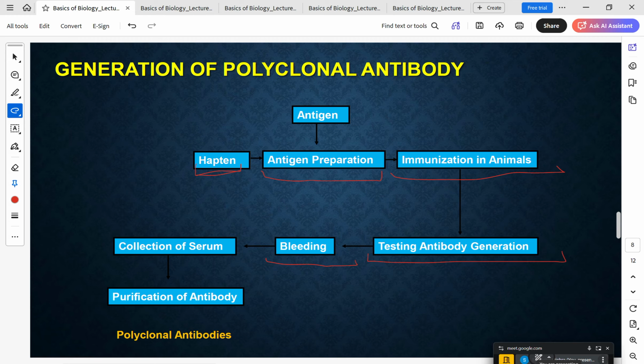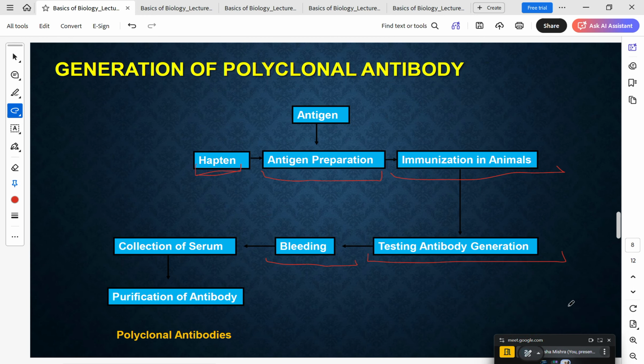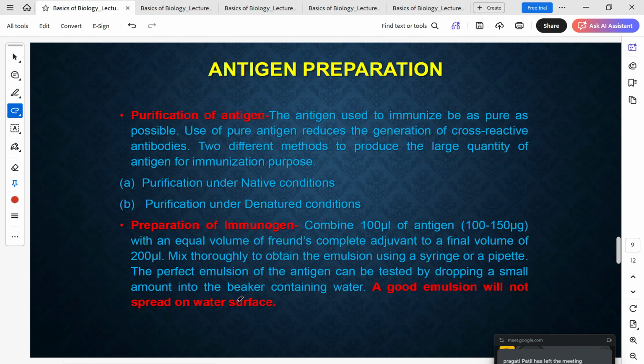Where was I? So you can collect multiple bleeds from a single animal with some gap so that they can regenerate their blood. Then you can separate out the serum and then purify the antibody. So you will have polyclonal antibodies.